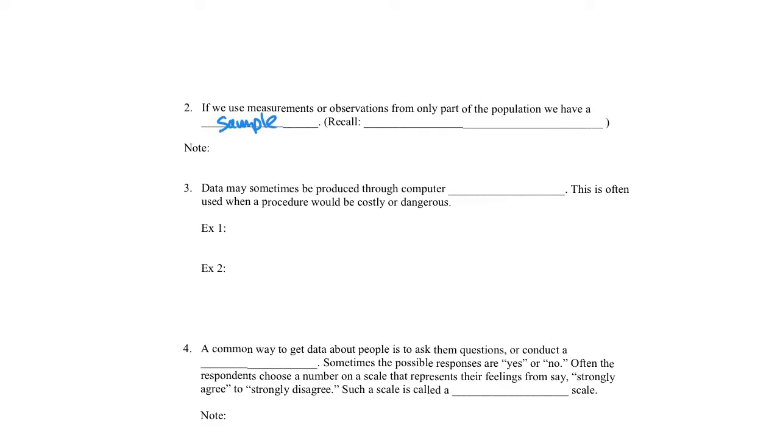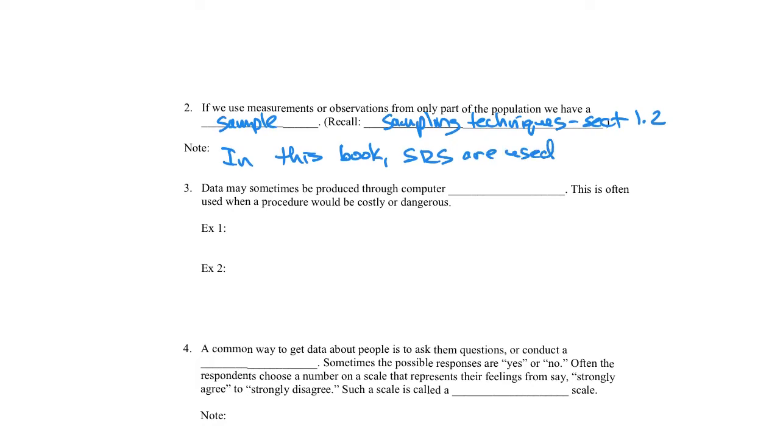And so recall sampling techniques from the last section. We talked about ways of sampling in section 1.2. And the note is, in this book, the author mentions this, but in this book, simple random samples are used. So when data are given, we can assume it comes from a simple random sample. Okay, so we've got a census, we've got sampling.